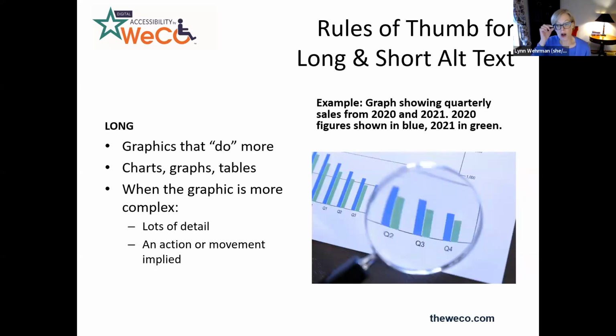Rules of thumb for long description alt text. These are usually graphics that do more or provide layers of visual information the user needs to know. This may include charts, graphs, tables, such as the one shown on this slide. I often use these in my work in state government for legislative studies, which contain charts and embedded tables. But they may also be needed for a photograph that may be covering a lot of action, such as a natural disaster.